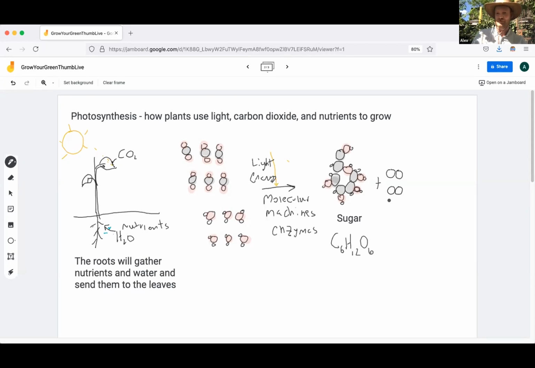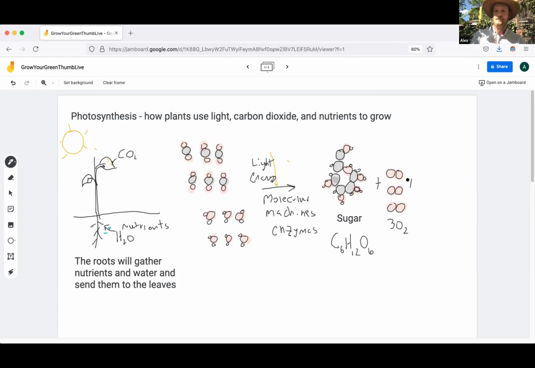And I'm sorry for the construction noise. Okay, and then we're going to have 3 oxygen atoms that are produced. So color these in. And so this is the oxygen that we breathe. This is oxygen gas, and it's a byproduct of this photosynthesis reaction here. So we have these 3 O2 molecules that are produced.